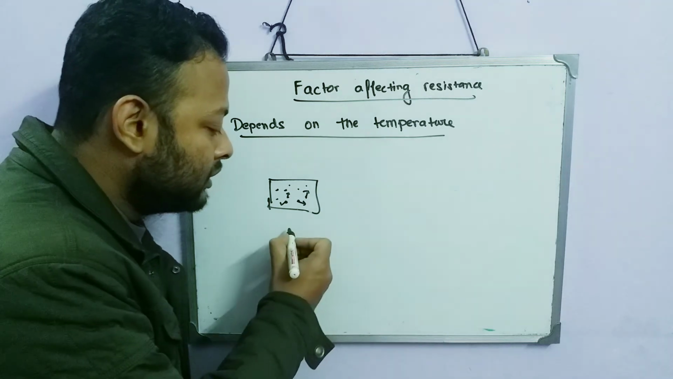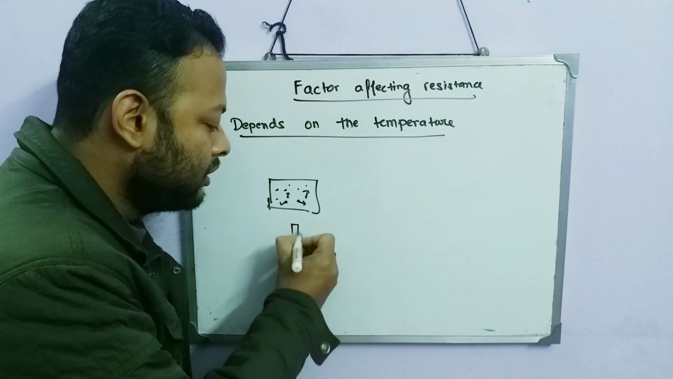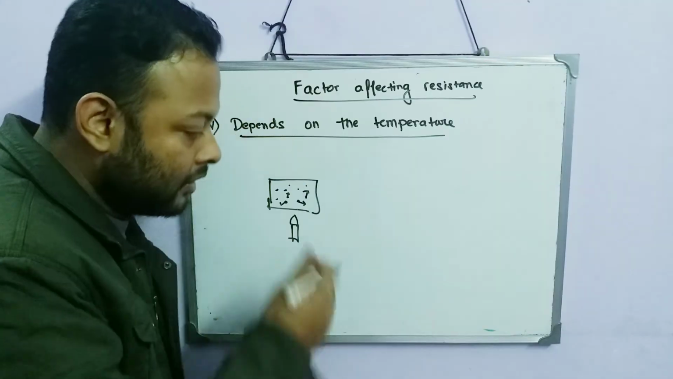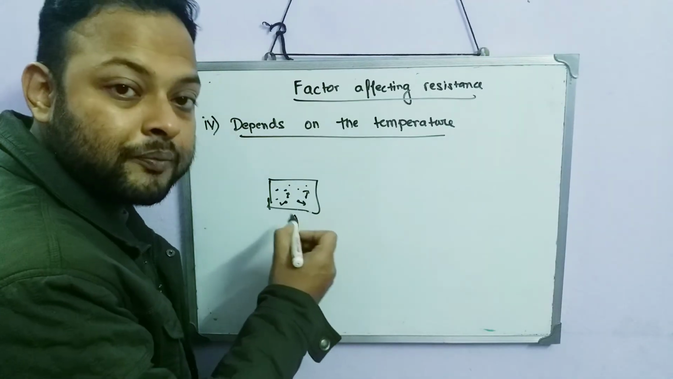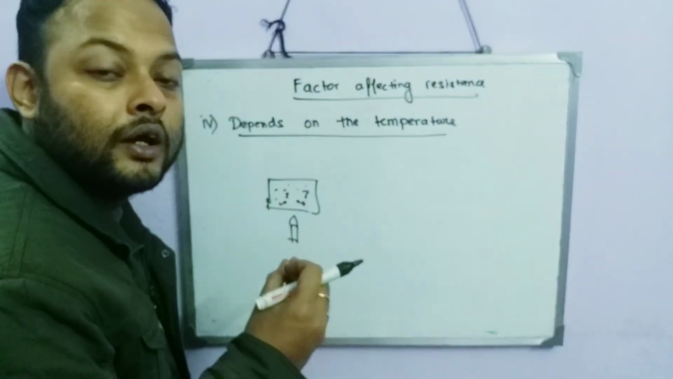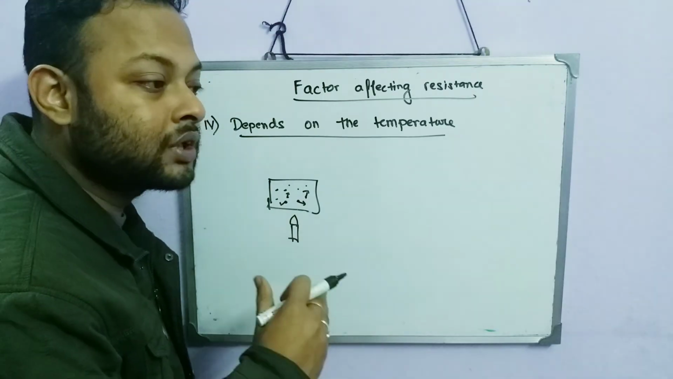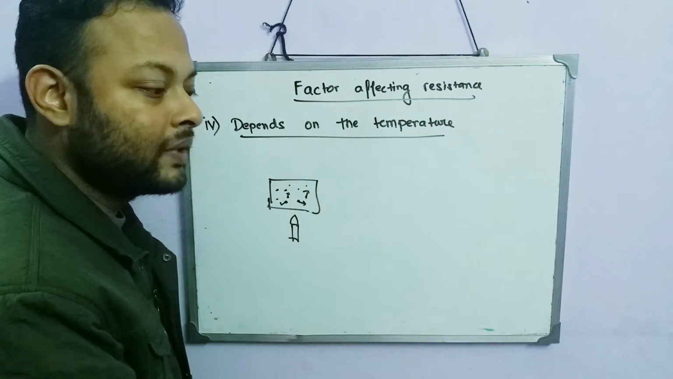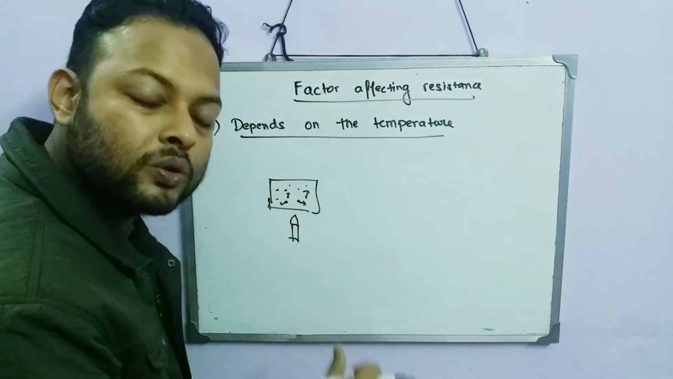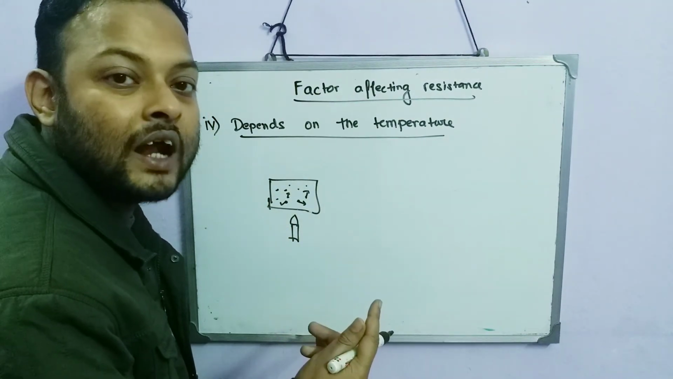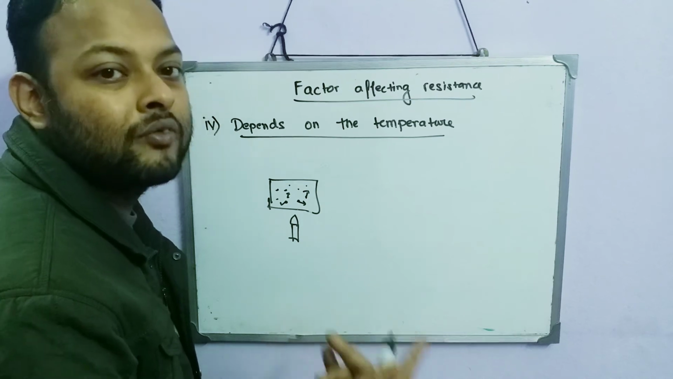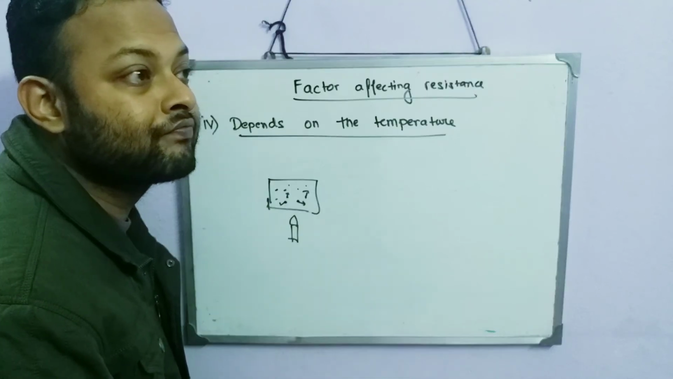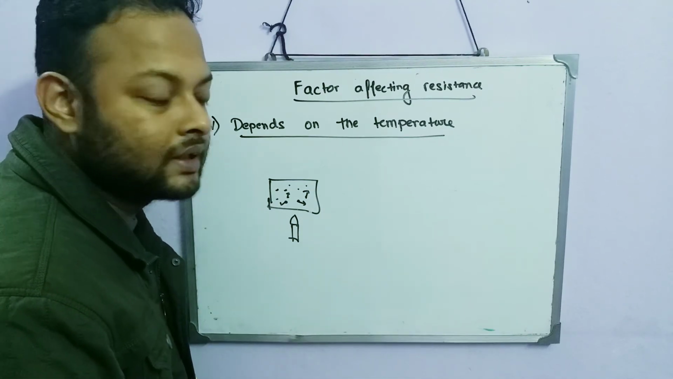But what happens when the temperature is increased? Suppose you put a burning candle below it. Now these electrons or molecules, their random motion increases. So random motion increases as the temperature increases. And this increase in the random motion will cause a greater number of collisions. And we know if there are more collisions, the resistance also increases.